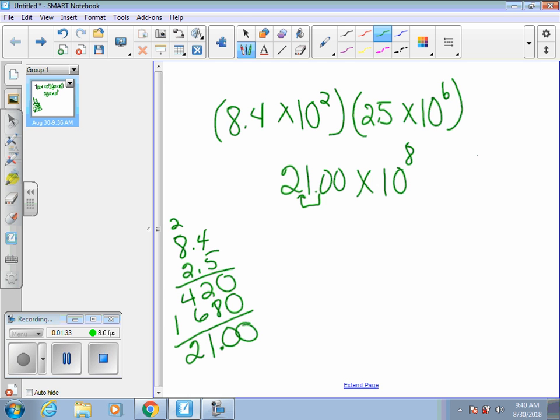So using LARS, which means if I move my decimal to the left, I'm going to add to my exponent. I moved it once, so it'll be 2.1 times 10 to the 9.